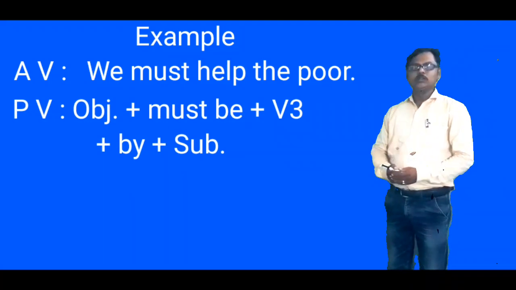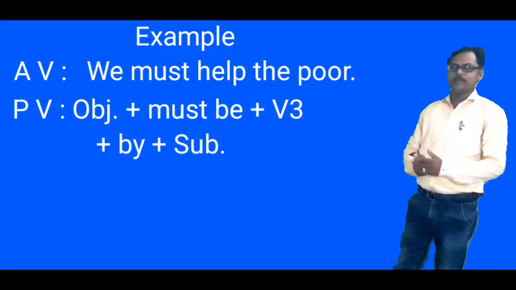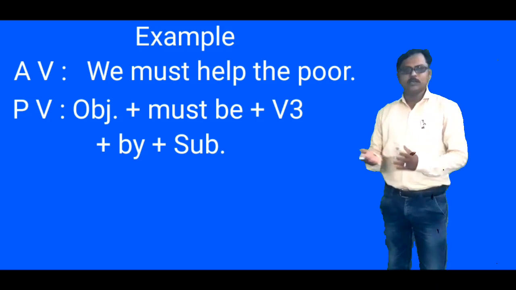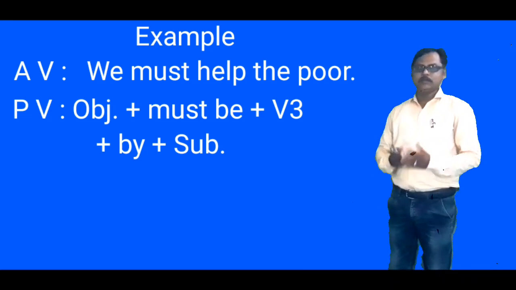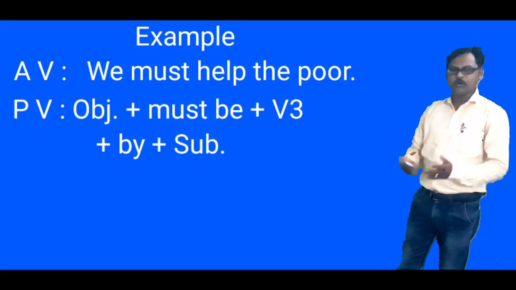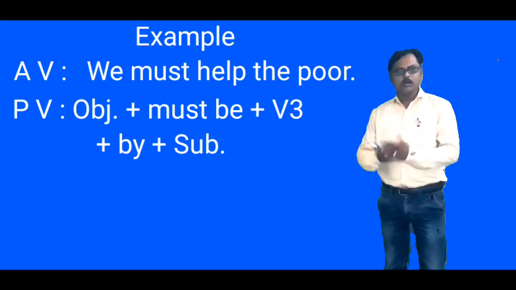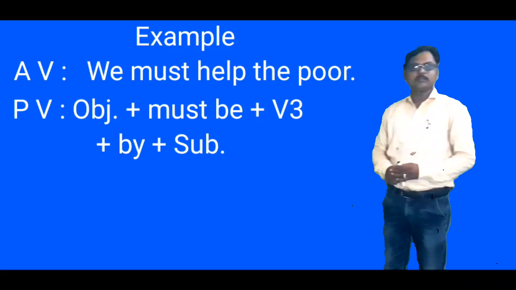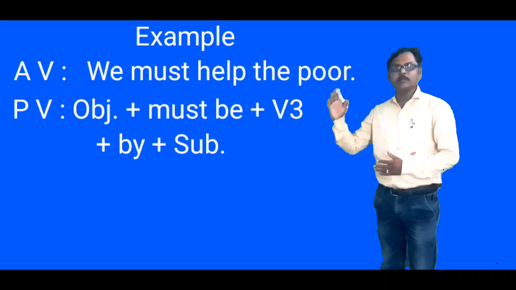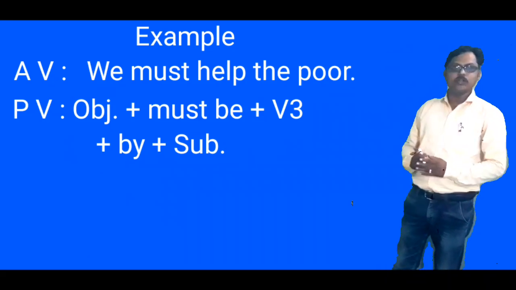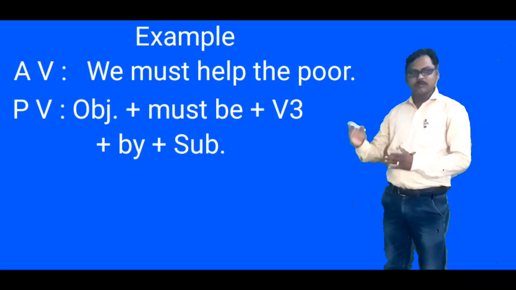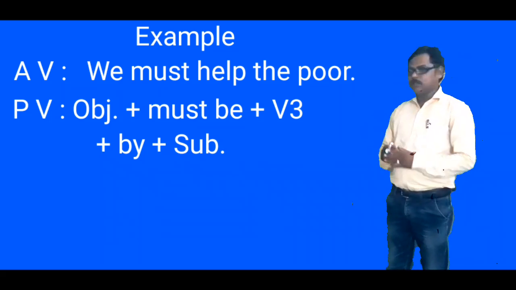We have to use be after the modal, and the construction stays as it is: the object of the sentence turns into the subject, the subject changes into the object, and then we use the third form, the past participle, of the verb. Okay, so let's do it. The sentence is: we must help the poor. Here must is the modal, help is the verb, and the poor is the object.